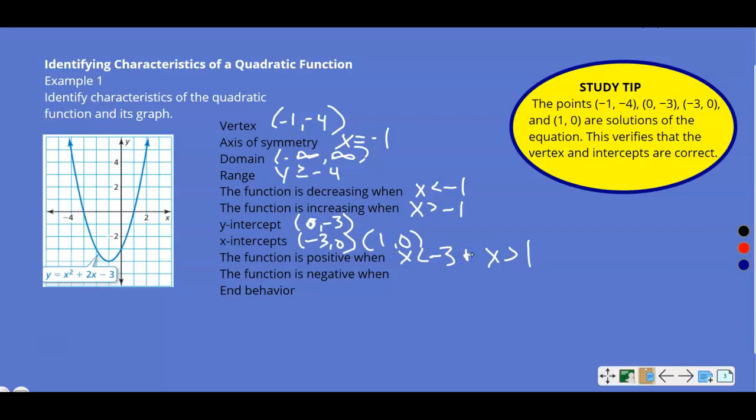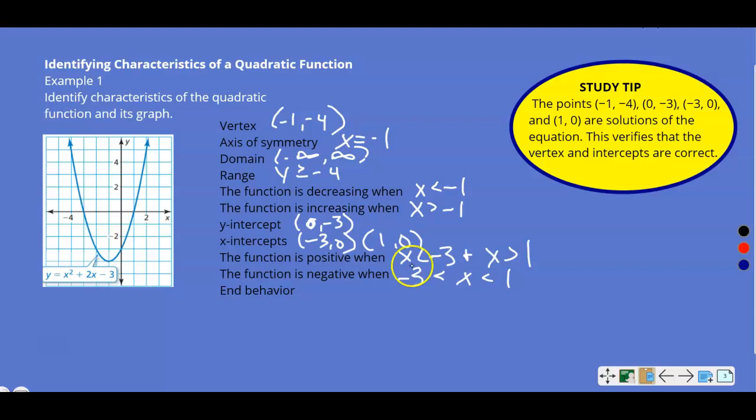All right, the function is negative anytime it's below the x-axis. So all these points between negative 3 and positive 1 is where the function is negative. So we can write that negative 3 < x < 1, and we can say everything between those points, the function is negative or below the x-axis.